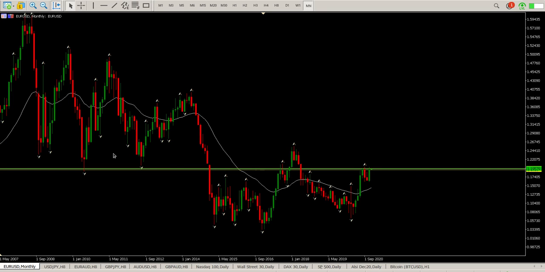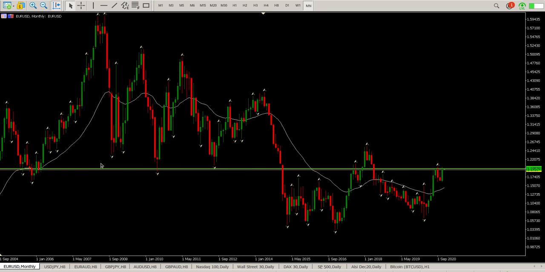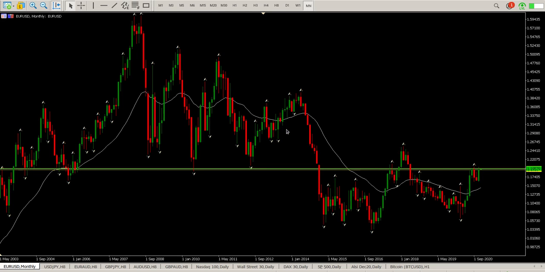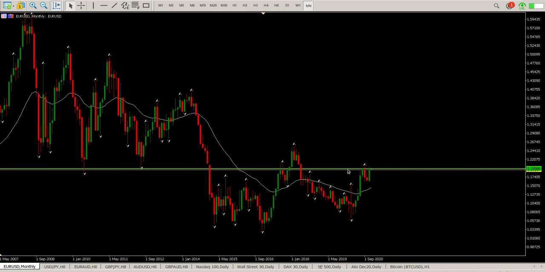If we just look to the left, you'll see there's quite a bit of structure to the left as well. You can see a lot of these monthly tails here, so there's a lot of areas of resistance. Personally, I'm still of the opinion that we have another move to the upside coming.